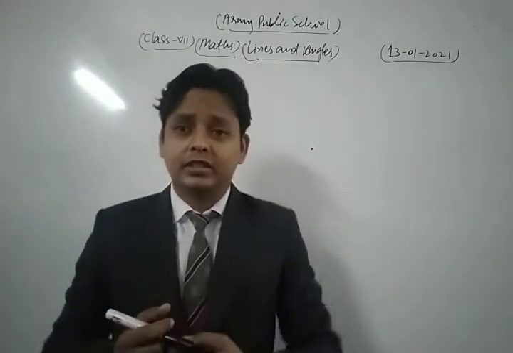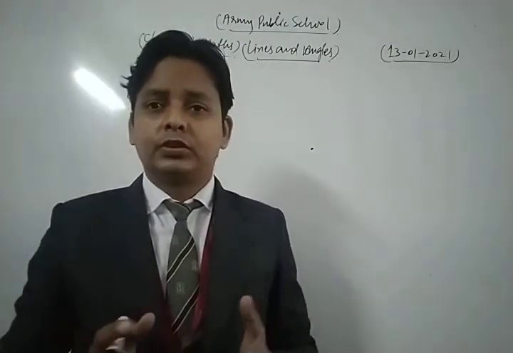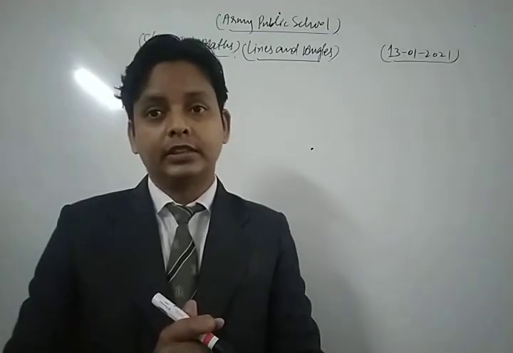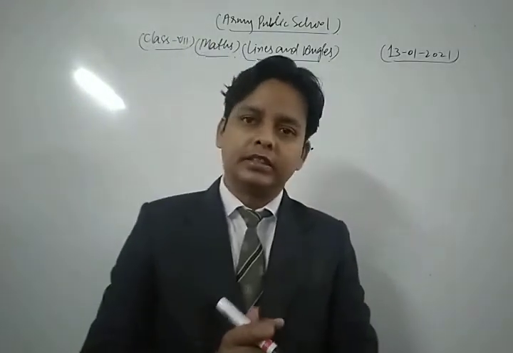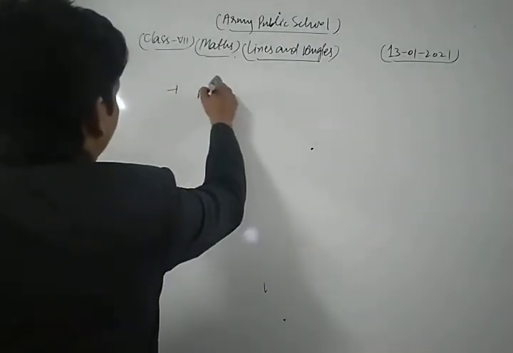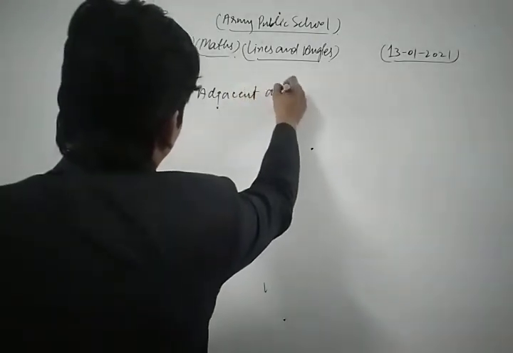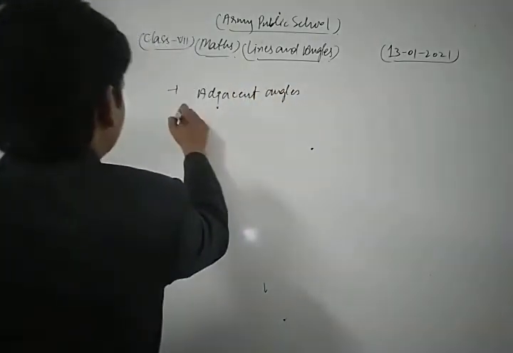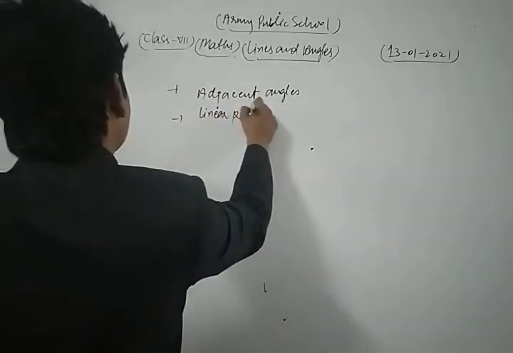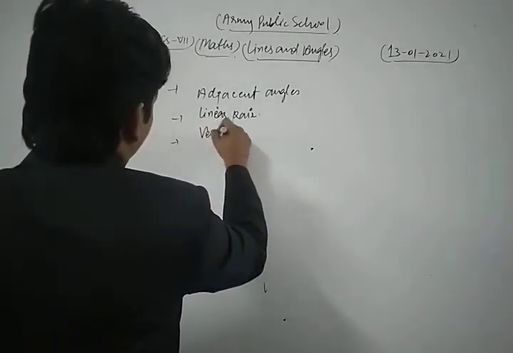Now we discuss your first topic. First of all we discuss the concept of adjacent angles, linear pairs and vertically opposite angles. Okay, now let's see. First of all we discuss three important things. First one is adjacent angle. Second one is linear pair. Third is vertically opposite angle.